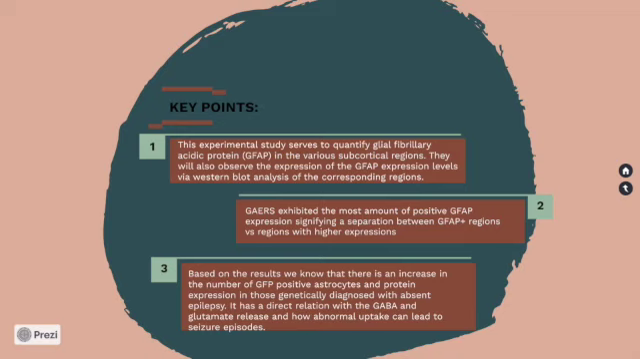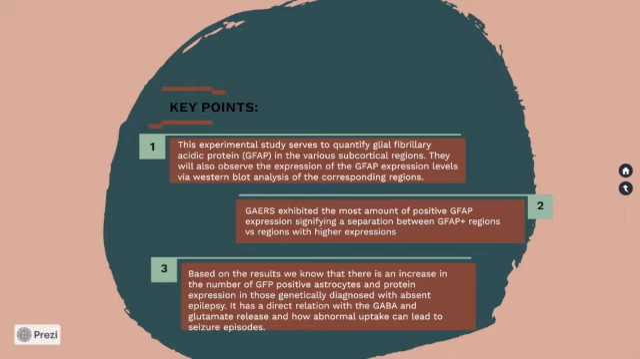Absent epilepsy is where the affected individuals experience short periods of loss of attention. This is shown to initiate and spread in relation to both glutamate and GABA interactions within the cells. The GAERS group of rats was predisposed genetically to have absent epilepsy, and they also had the most amount of positive GFAP expression, signifying a separation between the GFAP positive regions versus regions where higher expressions were observed.